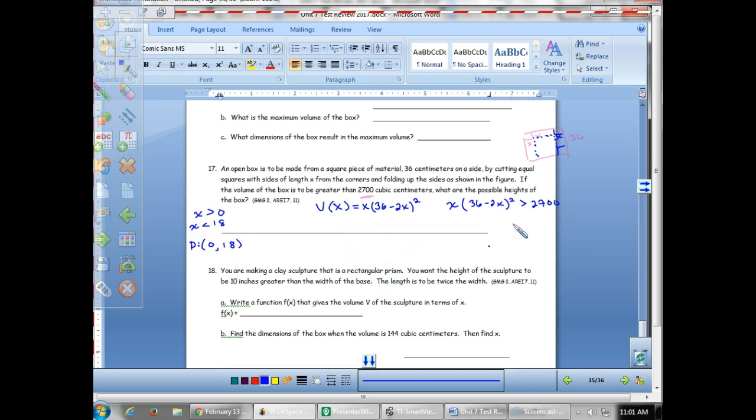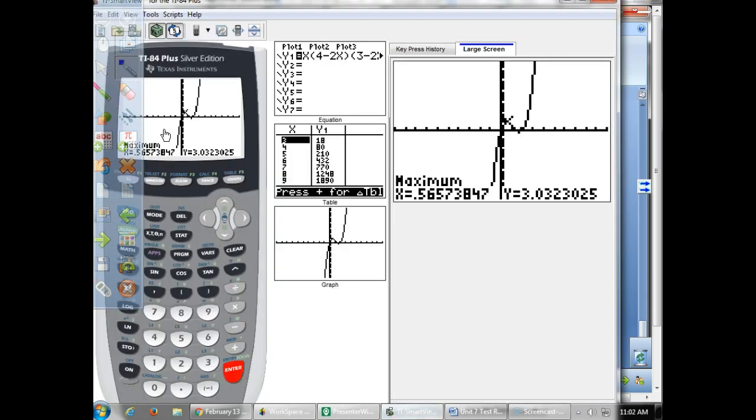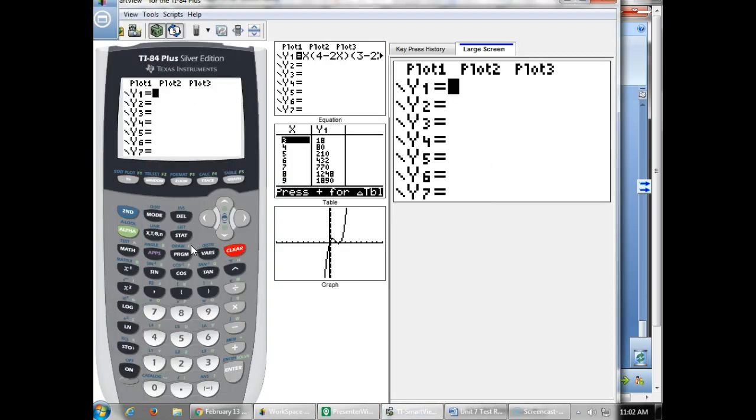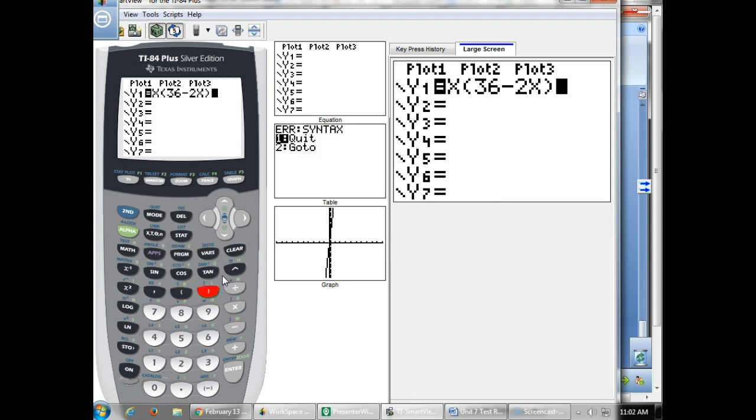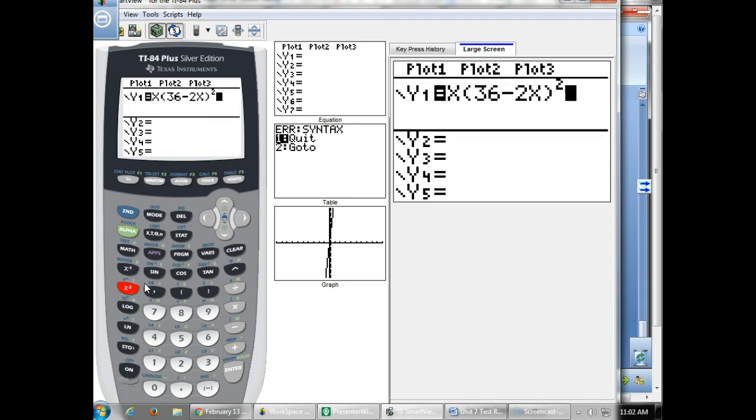So now we need to go to the calculator, and we need to solve this, and all I'm going to do is subtract 2,700 over, so then that will be greater than 0. So this is what I'm going to graph in the calculator. So go do that. So I have x and then (36 minus 2x) all squared. And then I subtract what? What did I subtract? Yeah, it's 2,700. And then I'm going to graph it now.